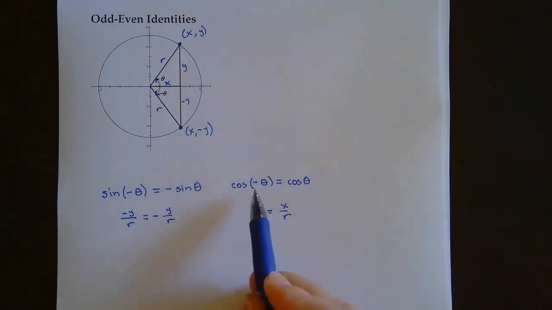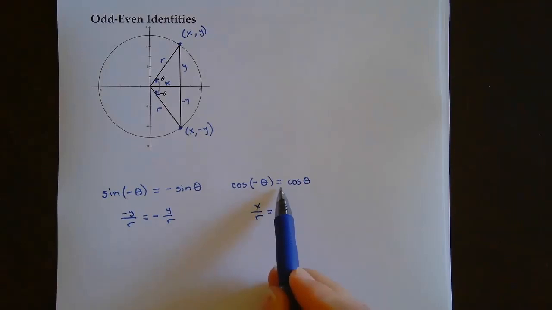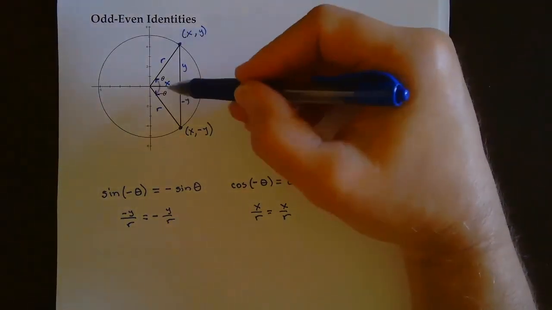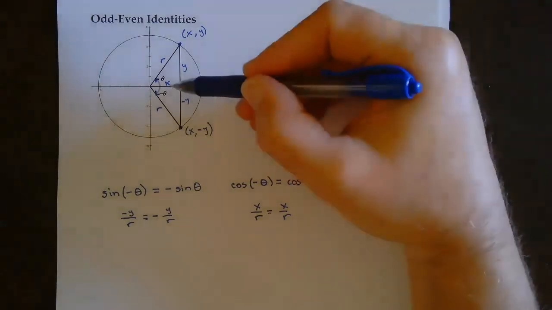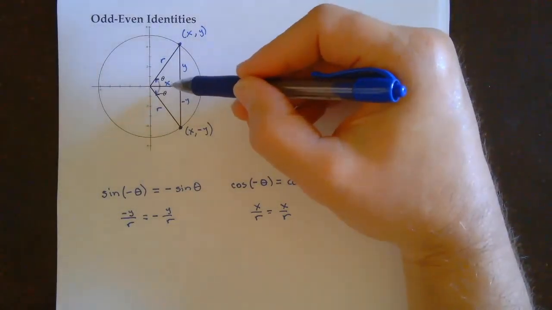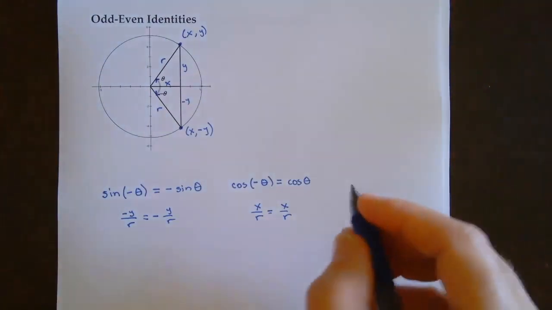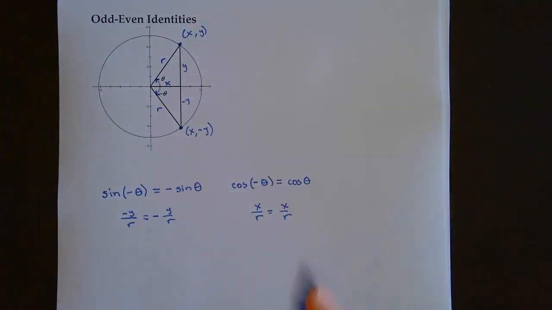So cosine of negative 30 degrees would be equivalent to cosine of 30 degrees. And notice no negative came out, because they're the same. For these two triangles, the x's are going to be the same. They're going to share that x, and that's why it's not going to change. For both of these ratios, cosine of negative theta is x over r, cosine of theta is x over r, so these two have to be equal.